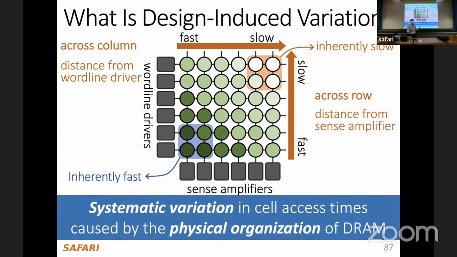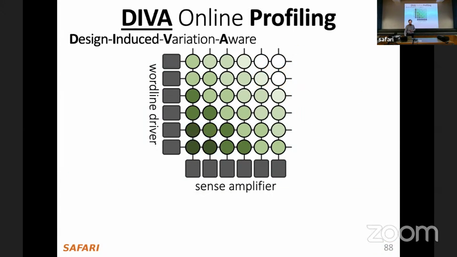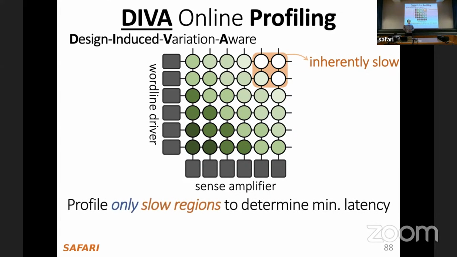If it doesn't remain within a subarray, it remains within a mat, depending on how you organize things internally. So based on this observation, the paper proposed an online profiling mechanism to determine the latencies. The idea is this, basically. You know the inherently slow portion. Just profile that part of the DRAM chip to figure out what's your reliable minimum operation latency. Profile only the slow regions.